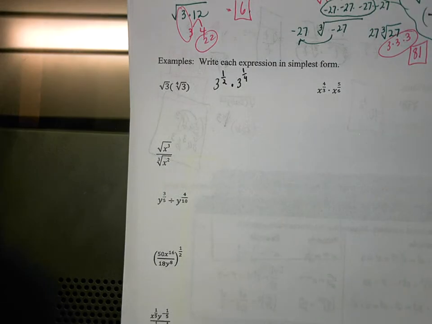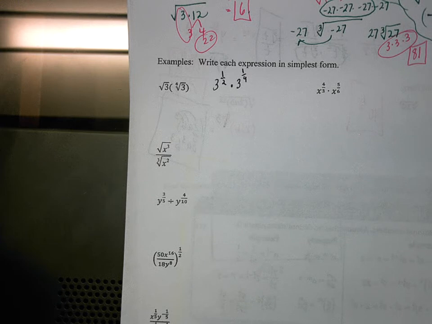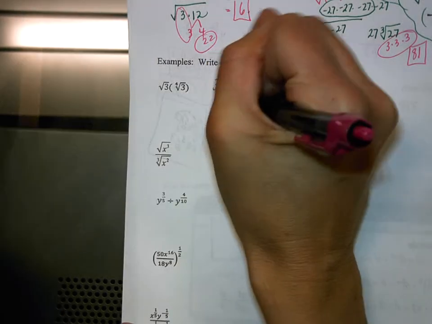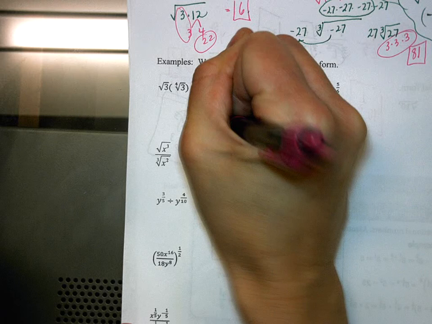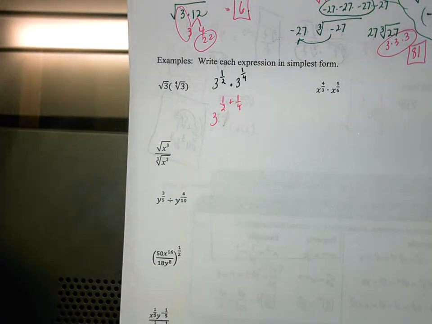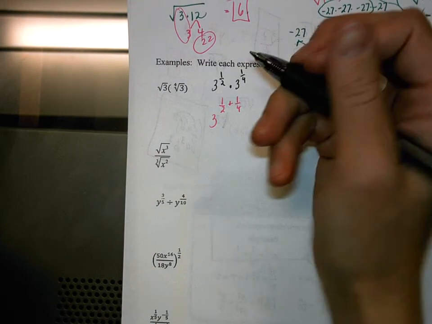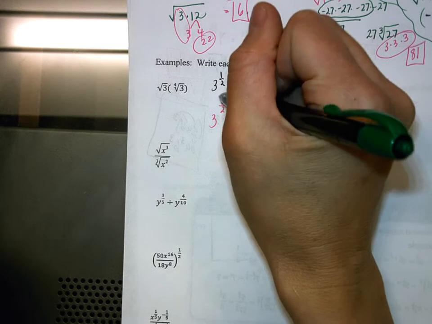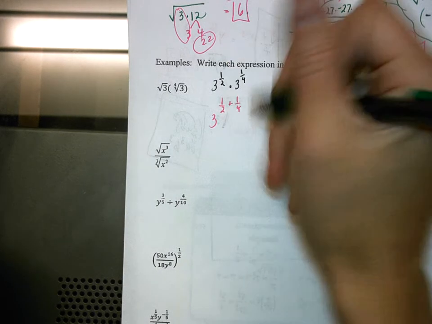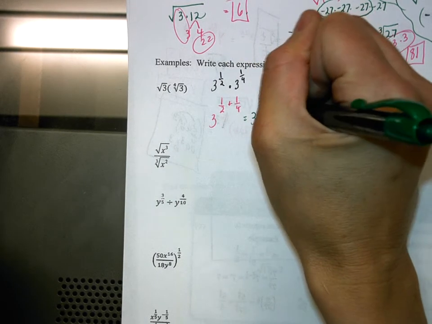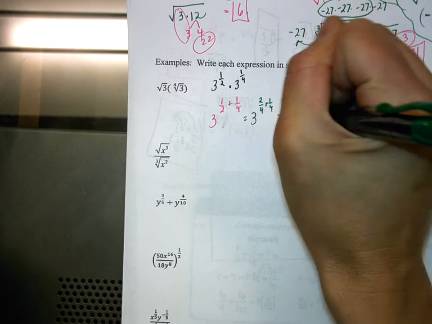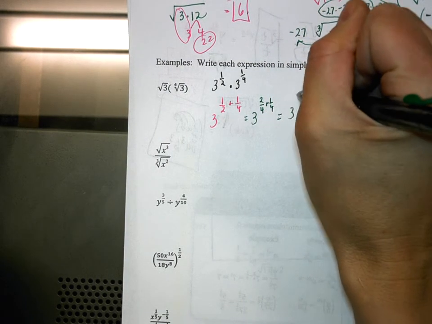Yes, which means I can add the exponents. Can I add 1/2 and 1/4 as they are? Very good. I can't because they need common denominators, correct? And so we would need to change them to have common denominators. So what would be a common denominator for 1/2 and 1/4? Good, 2/4. Do we agree that we can multiply the top and the bottom by 2 here? And so we end up with 3 to the 2/4 plus 1/4, which means my answer is going to be 3 to the 3/4.